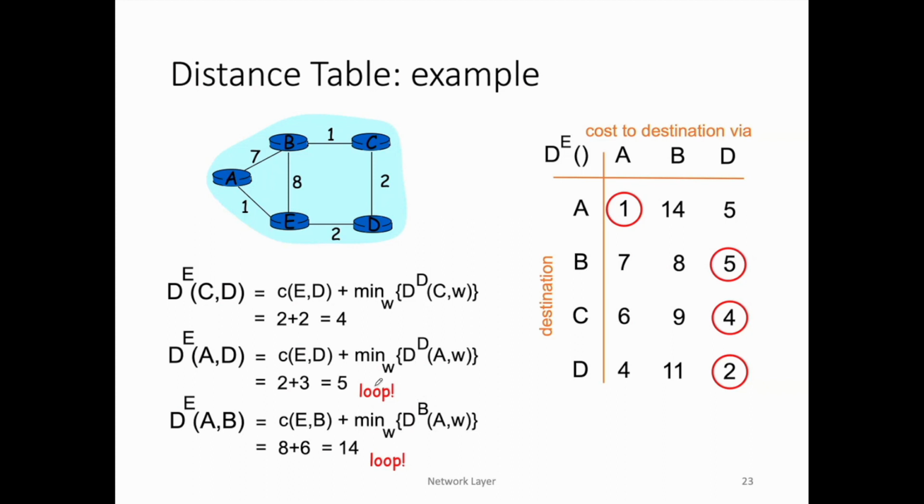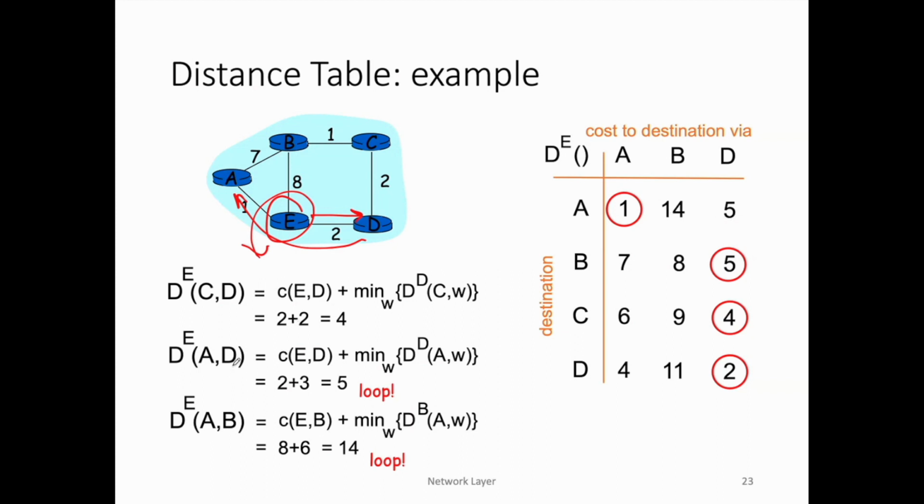For example, look at this path. The cost to reach from E to A via D. So what I'm saying is I want to go from E to A, but via D, right? So the cost to reach from E to A via D is what? This means E will first send a message to D, and D's shortest path is via E, right? So this means there is a loop here, right? So this cost means the cost to reach from E to A via D involves a loop.